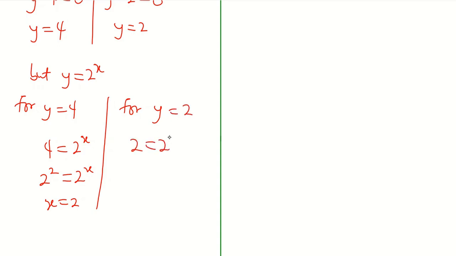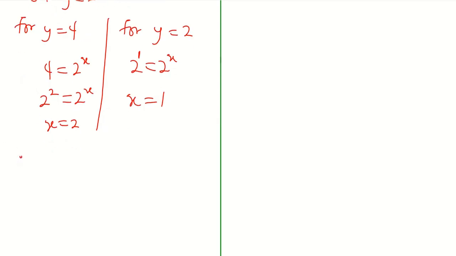In the same way, when we come here for y equal to 2, then we have 2 equal to 2 exponent x. Now this 2 has an exponent of 1, so we can see that the bases are the same, which means x is equal to 1. So therefore we can say that x is equal to 2 and x is equal to 1. And so this becomes the value of x.